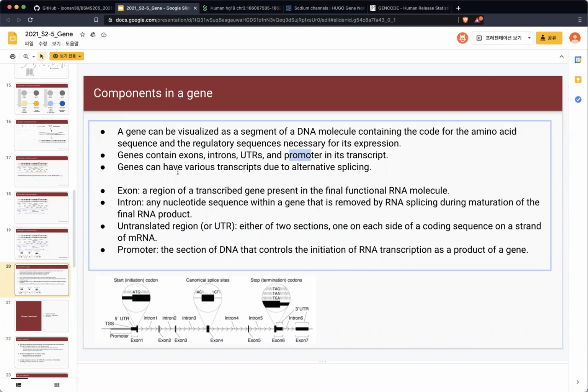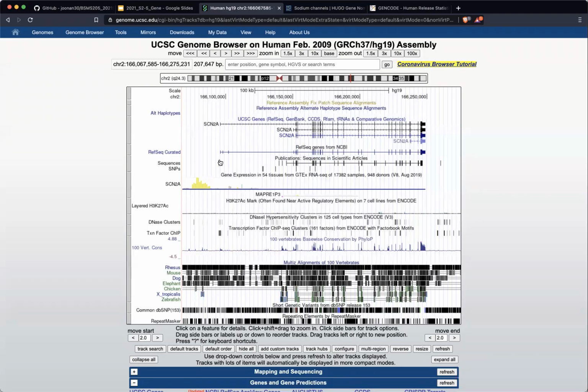So the first thing we have to think about is that a gene can have various transcripts due to alternative splicing. So when you see the genome browser for SCN2A here, you might find it interesting because SCN2A has multiple appearances in this browser, right? The reason is that SCN2A is expressing multiple different transcripts, right? So the transcript is the unit of the different combinations of exons during gene transcription.